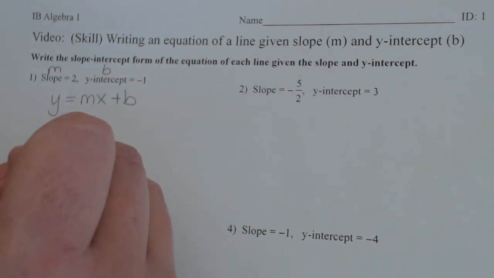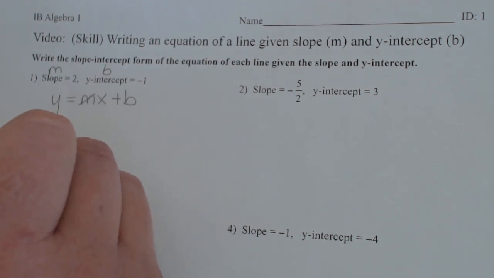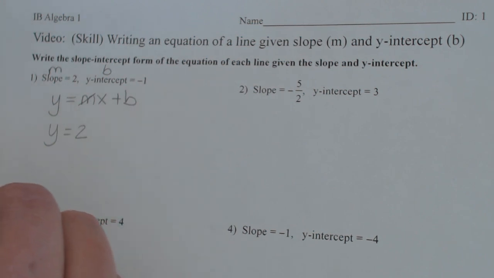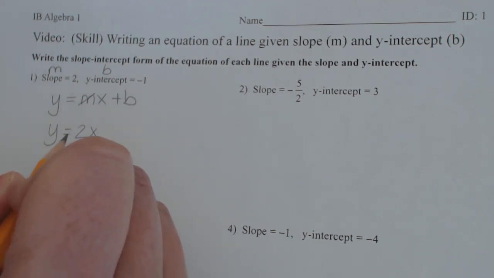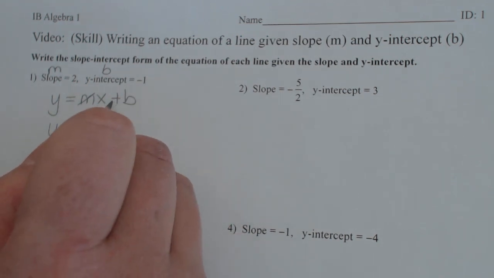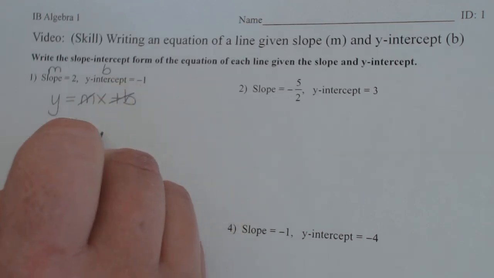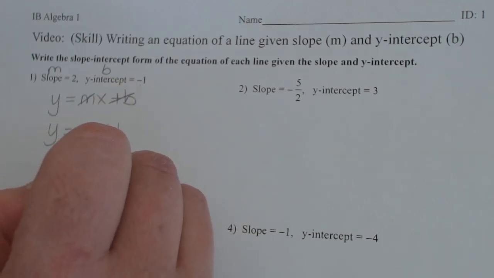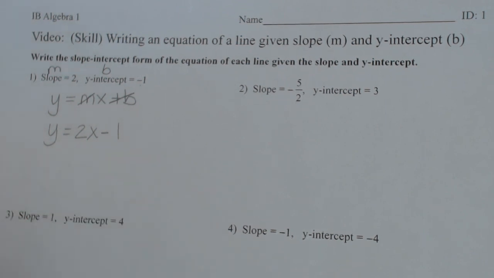When we write the equation, all we're really going to do is we are going to take out the m and substitute in the slope, which is 2. Write the x. Remember, this is times, so this is 2x, 2 times x. We're going to be taking out the b. This is -1, so it's going to become -1. And here we have our equation, y equals 2x minus 1.